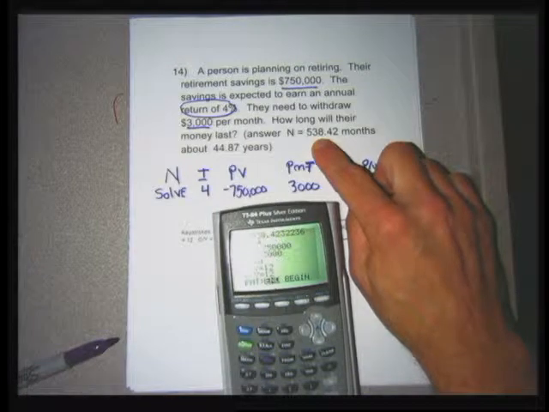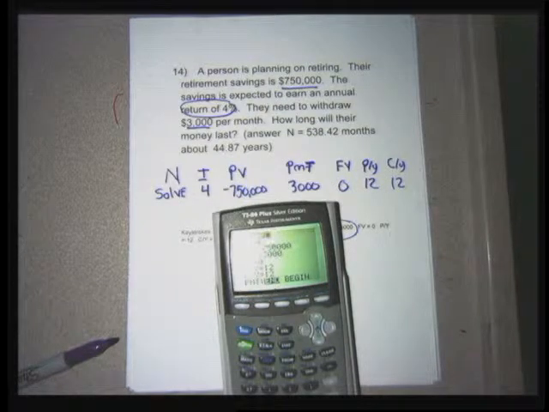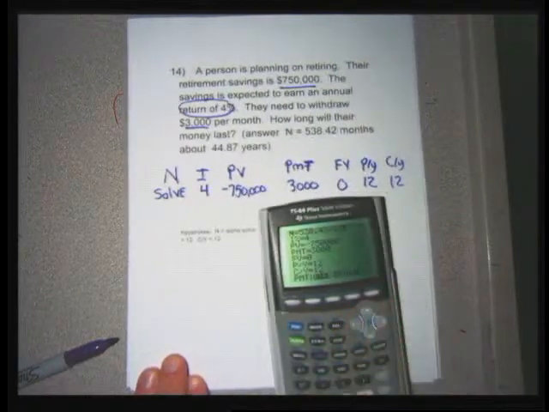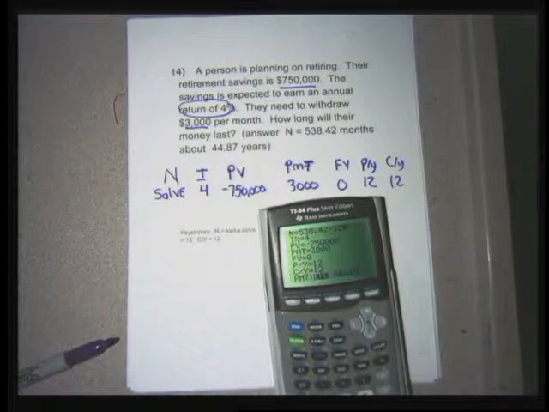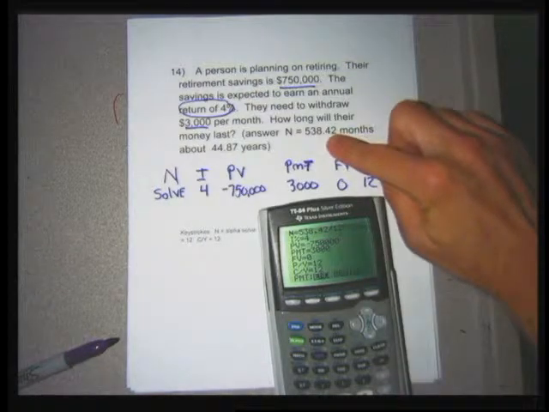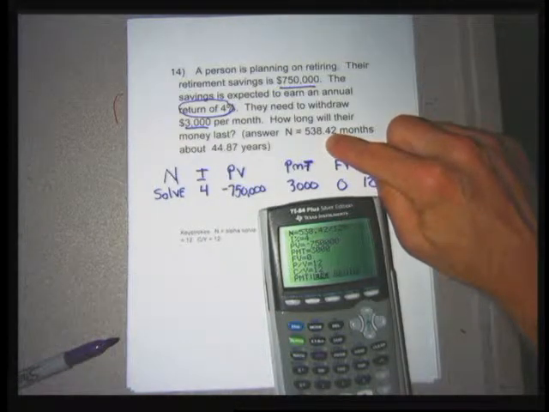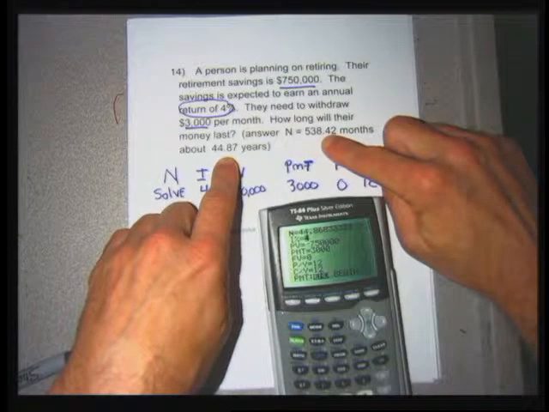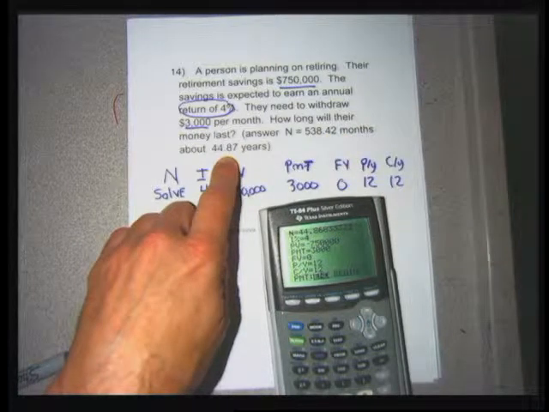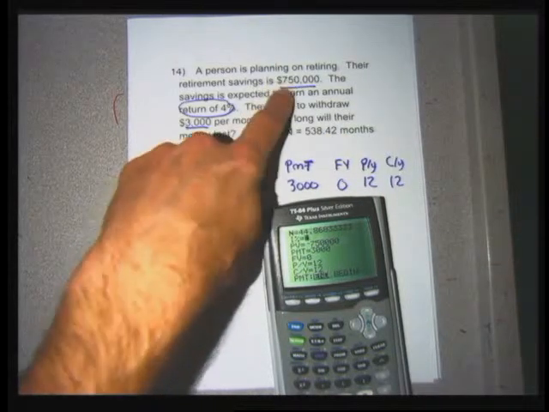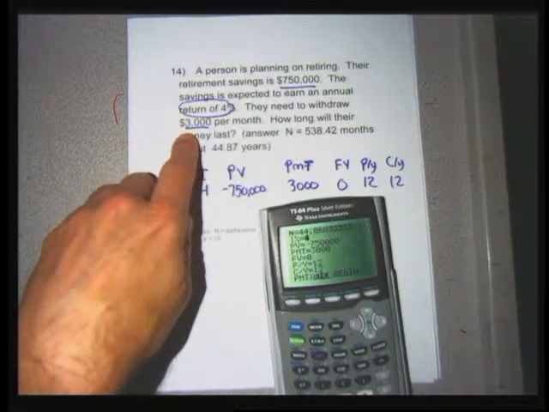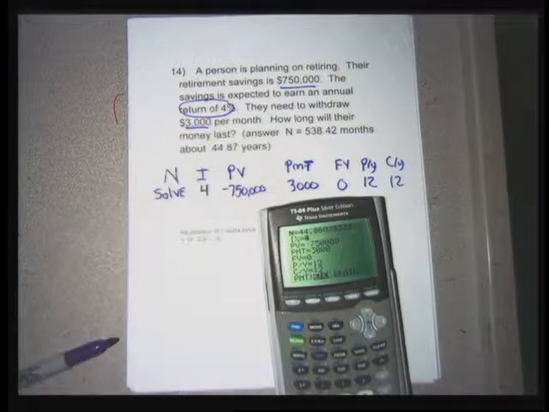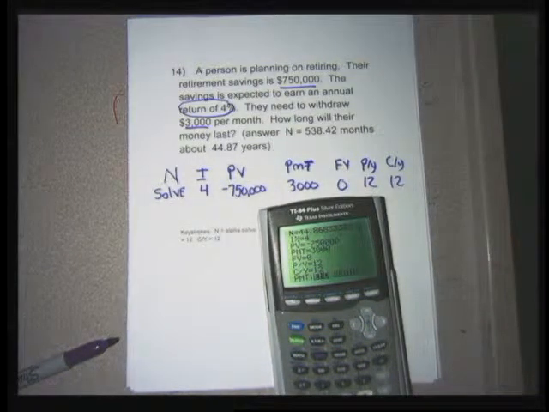That doesn't mean a lot to me, that my money's going to last 538 months. If I just take this number, 538.42, and divide it by 12, I'm doing it right on the screen because I can do computations there. That will take my months and convert them to years. It sounds like a long time. To know how long it is, I divide it by 12 because I'm getting 12 payments per year. And that gives me 44.87 years. So your money's going to last about 45 years if you have $750,000, you're pulling $3,000 out per month, and the money that you're not pulling out is getting 4% interest.